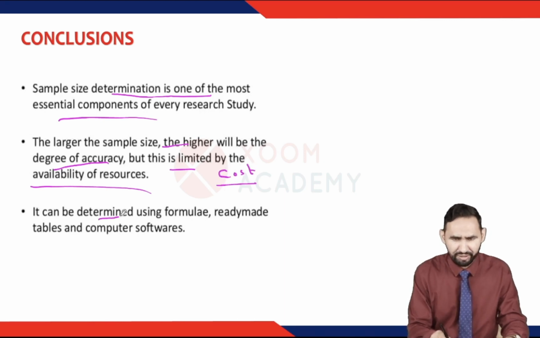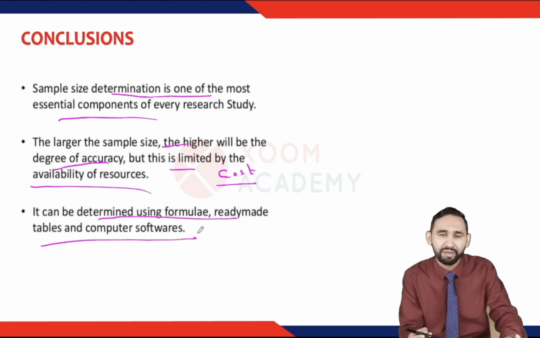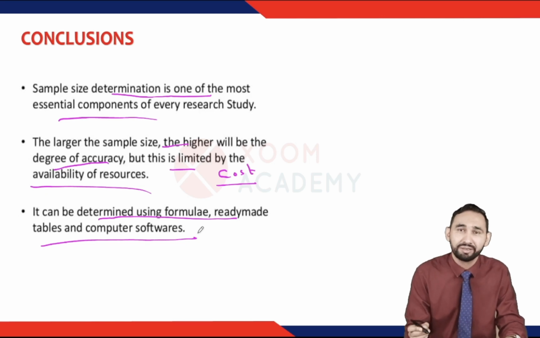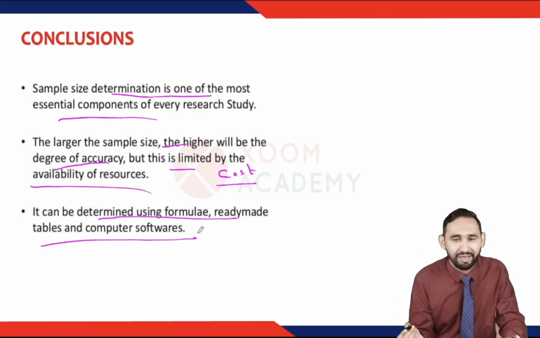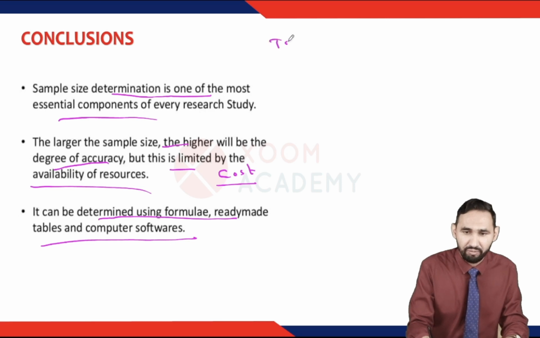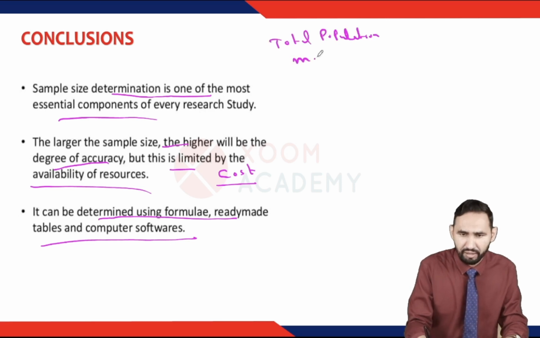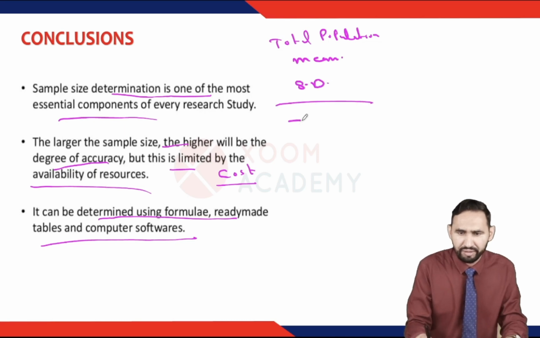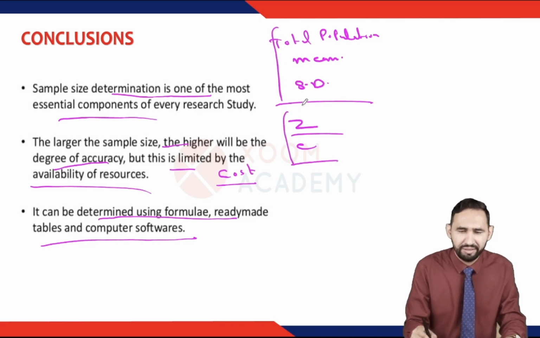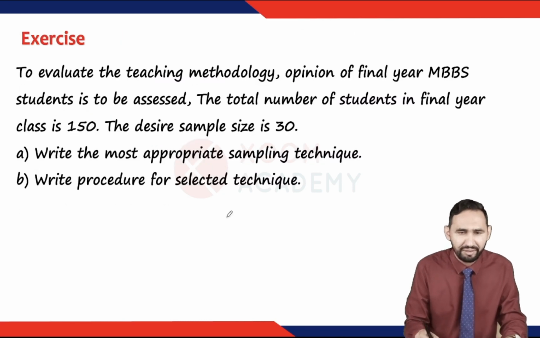It can be determined by using a formula, ready-made tables, and computer software. Software is available. Ready-made tables are available. It's easy to calculate sample size, but you need to know the standard deviation. For standard deviation, you need the population mean and total population. So the basic things required are total population, population mean, standard deviation, and the constants Z and E. Z is the confidence interval and E is the error. These are constants and these are required. By these, you can calculate the sample size.